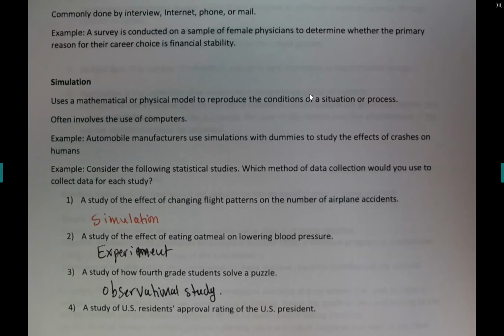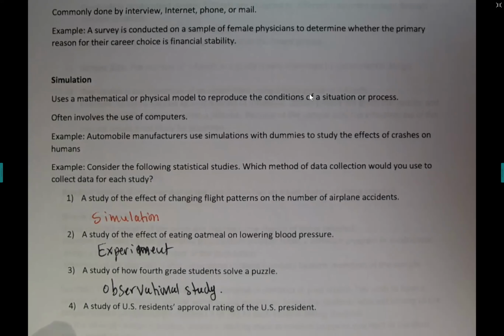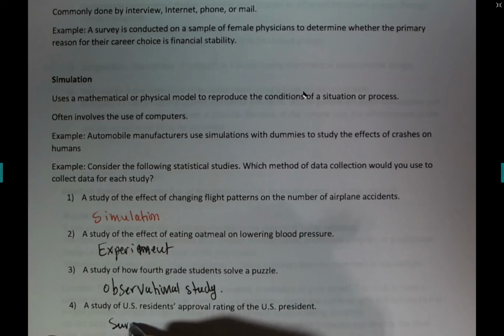All right. And a study of US residents' approval rating of the US president. I think you agree, guys. You have to ask questions here. That will be a survey. I agree. Okay.